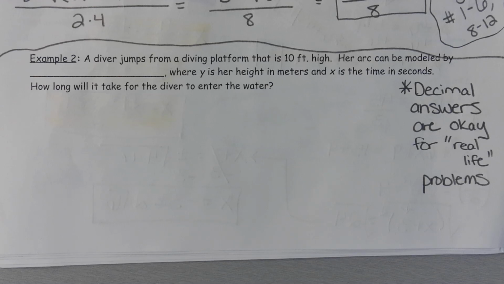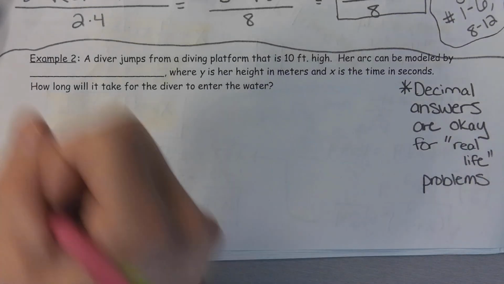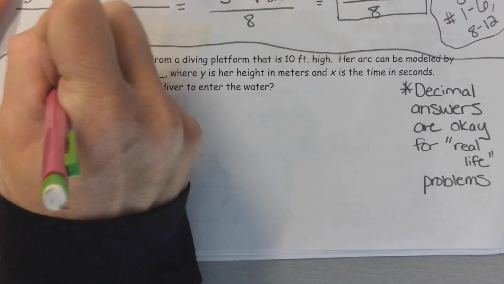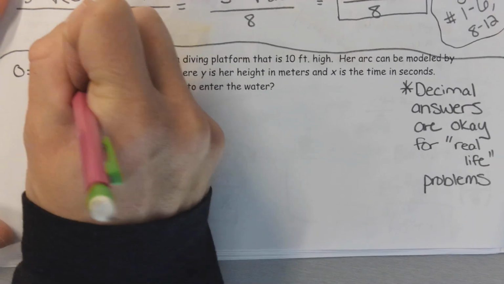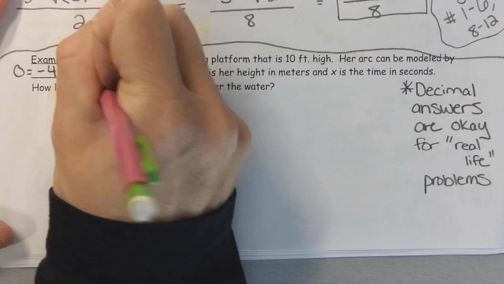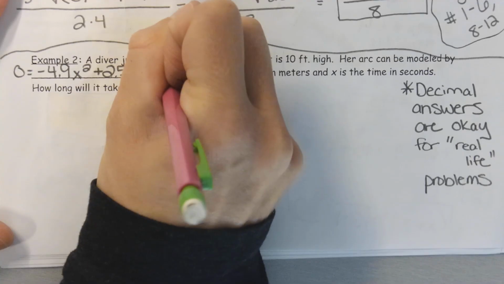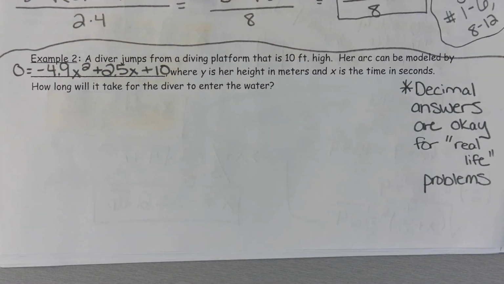All right. So a diver is jumping off of a platform that is 10 feet high. Her arc can be modeled by, okay, let me give you the equation. This isn't something you would have to come up with. Negative 4.9 x squared plus 2.5 x plus 10. So again, you're going to be given the equation. This was just like a fill in the blank spot in the notes. This isn't an equation you would have to somehow come up with on your own.